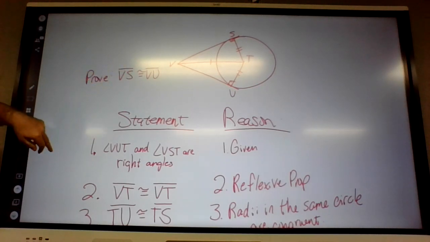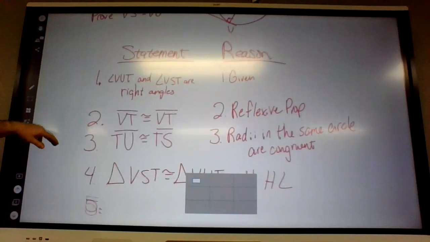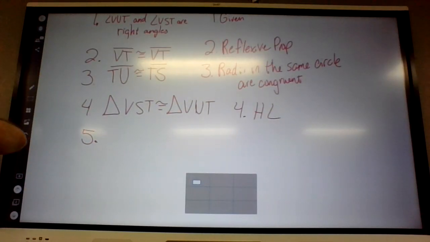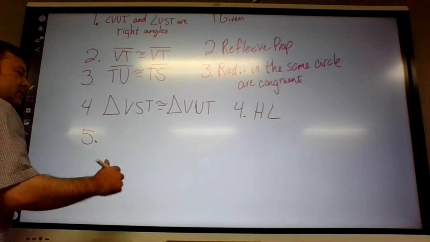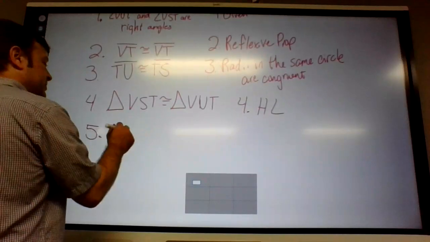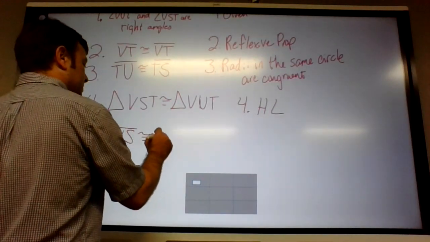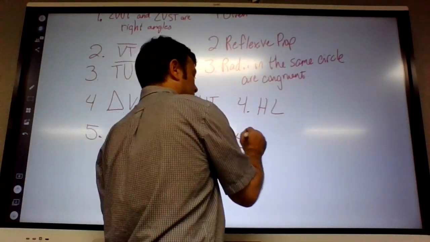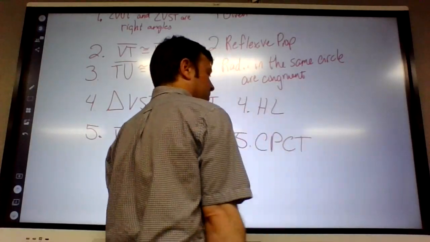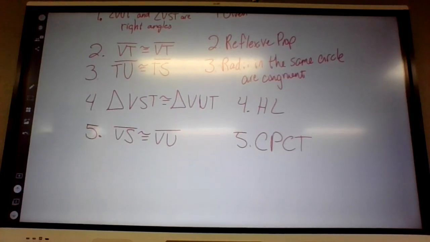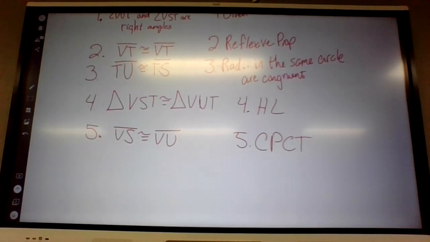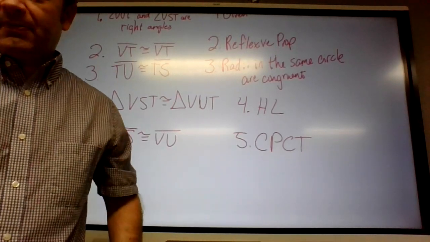Does anybody remember what we called that? That came up last week. CPCTC. Close. Corresponding parts of congruent triangles are congruent. CPCTC. So I need to say VS is congruent to VU. Corresponding parts of congruent triangles. Yeah, it's a proof. It's tough. All right, the rest of these aren't that bad.